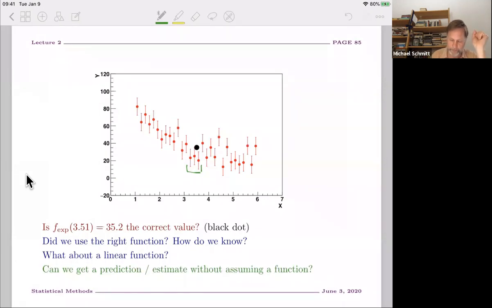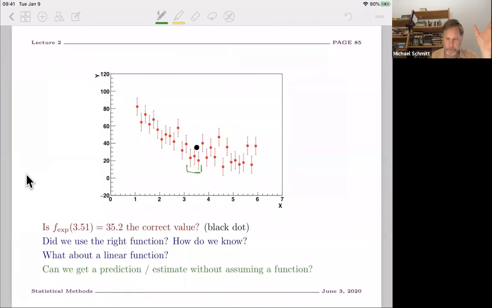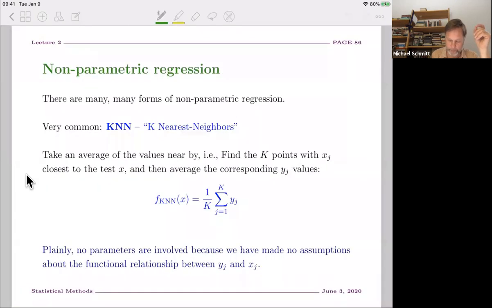All right, so there's another way of doing this called non-parametric regression. The idea is, let's not do any fitting. Forget about maximum likelihood. Forget about chi-squared or least squares. Don't even use an analytical function. I'm going to just go ahead and take a local average of, say, 3 or 4 or 5 points and use that local average as my estimate. So this is what we do here.